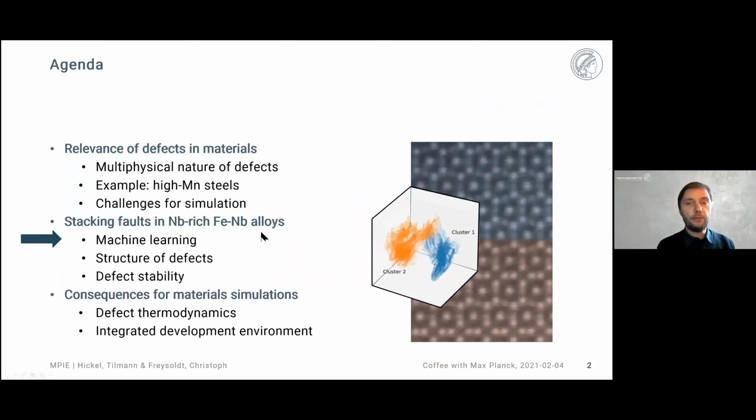Our agenda for today consists of 3 major parts. We will start with speaking a bit about the relevance of defects in materials. Then we will focus on one material system, niobium-rich iron-niobium alloys, and the main part is here to speak about machine learning concepts. And then we will conclude with a discussion of the consequences for defect thermodynamics. The first and the third part will be covered by me, the intermediate part will be covered by Christoph.